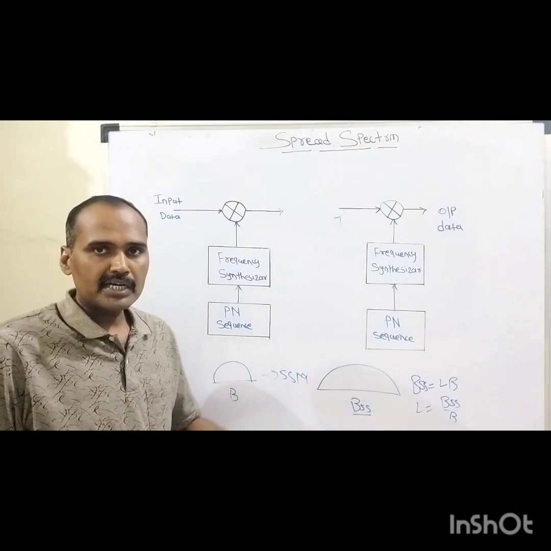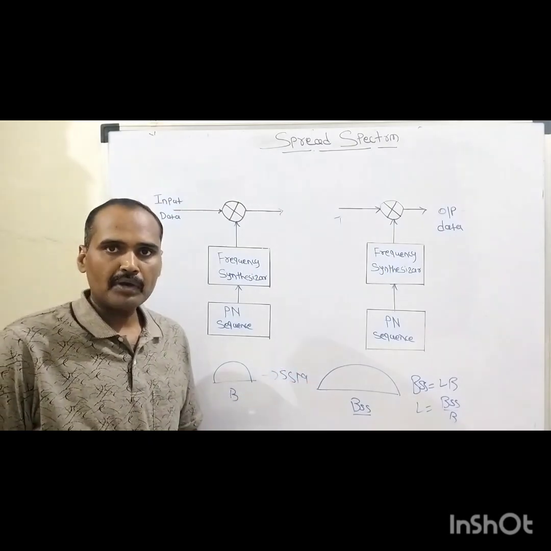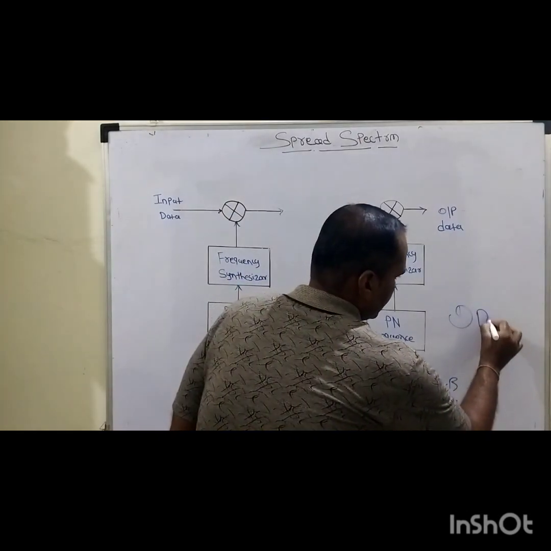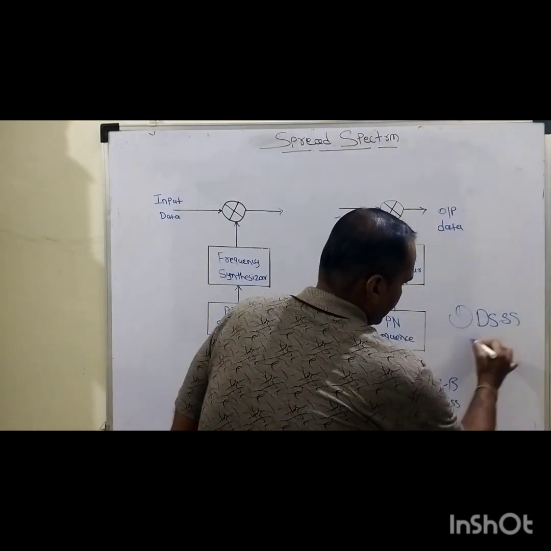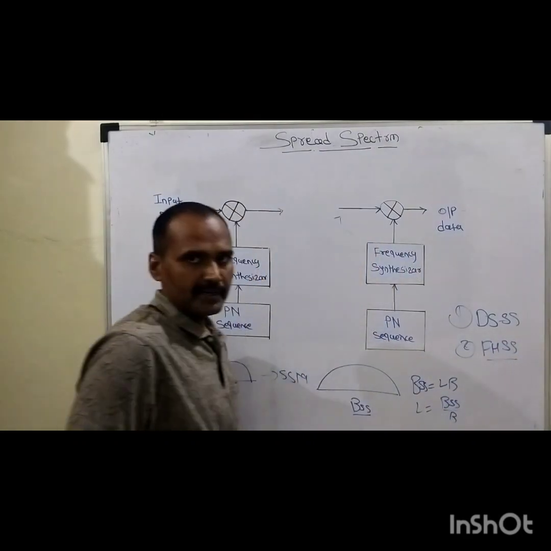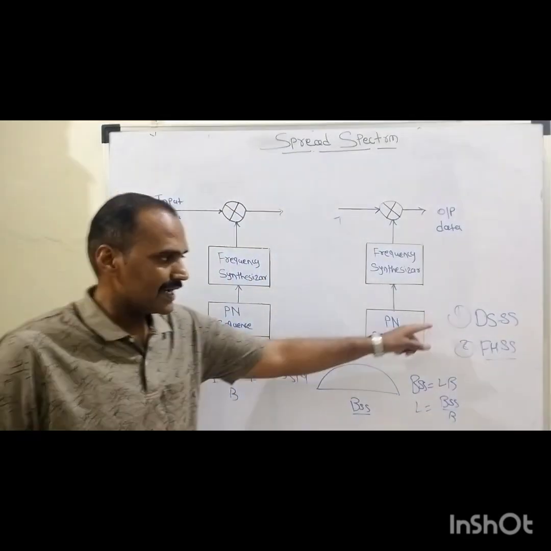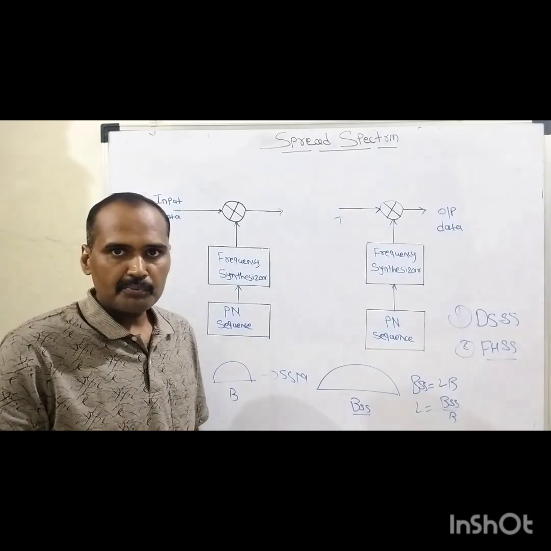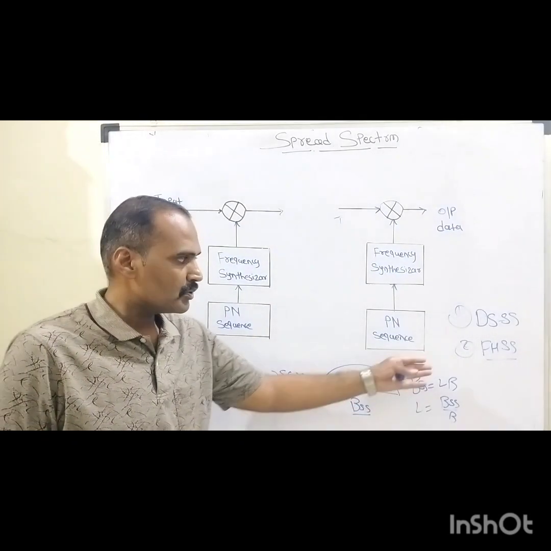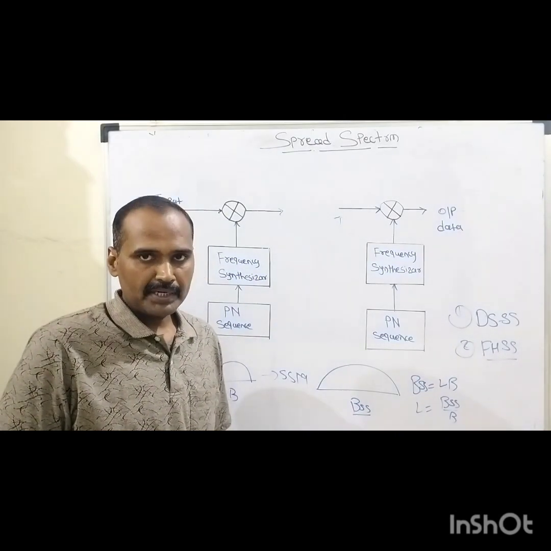There are two different types of spread spectrum techniques. The first one is the direct sequence spread spectrum technique, and the second one is the frequency hop spread spectrum technique. The direct sequence spread spectrum technique is the digital type, and the analog type is the frequency hop spread spectrum technique.